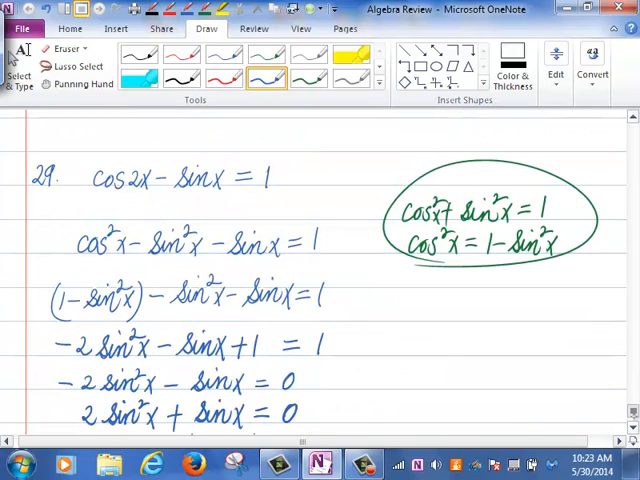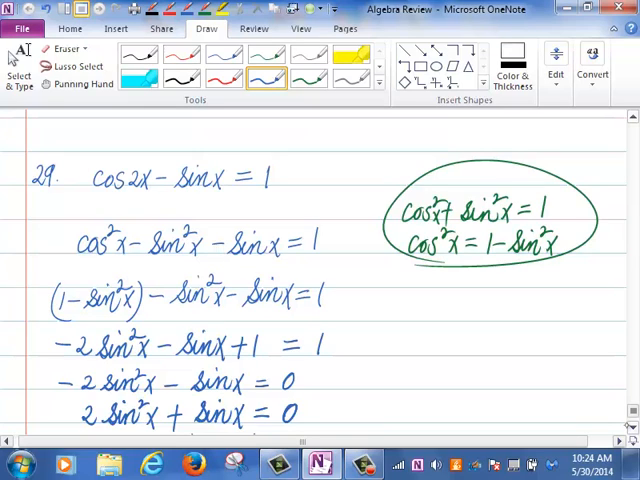So there was quite a bit of algebra here. Well, I see cosine 2x right away. I tell myself that I don't know what to do, but I know there is a formula for cosine 2x. I'm going to apply it and see what happens.